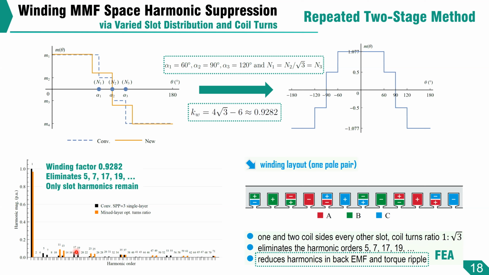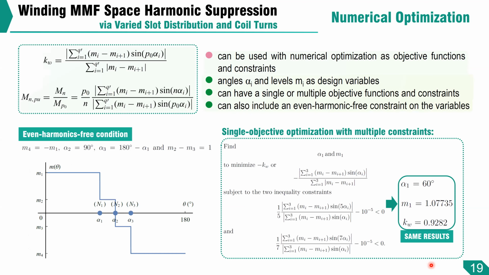Actually, these orders are associated, which we can show in the matrix form. Just a moment later, we'll simulate this mixed layer winding and show how it reduces EMF harmonics and torque ripple. We'll briefly show another two solution techniques since we have our very handy closed form expressions.